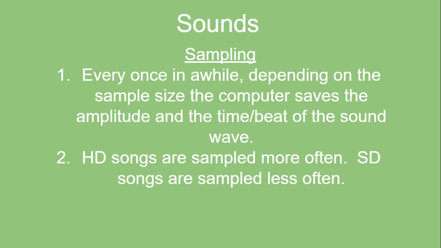So sampling checks in and says, okay, how big's the wave, and how often does it repeat, and it's saved that way. And you can save all the song waves of the universe that way, which is kind of crazy. So that's how we store information, as binary bits or their hexadecimal counterparts.